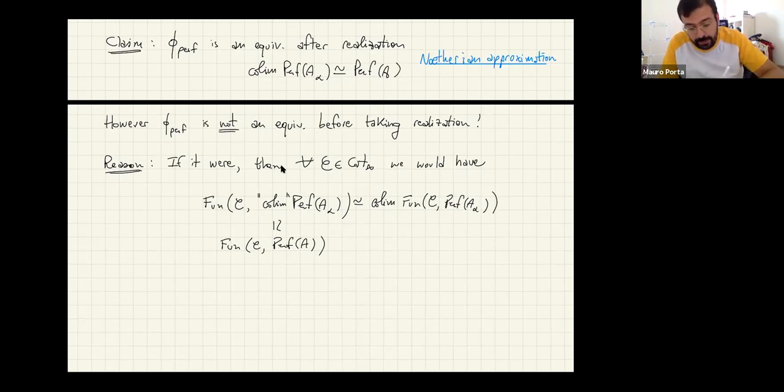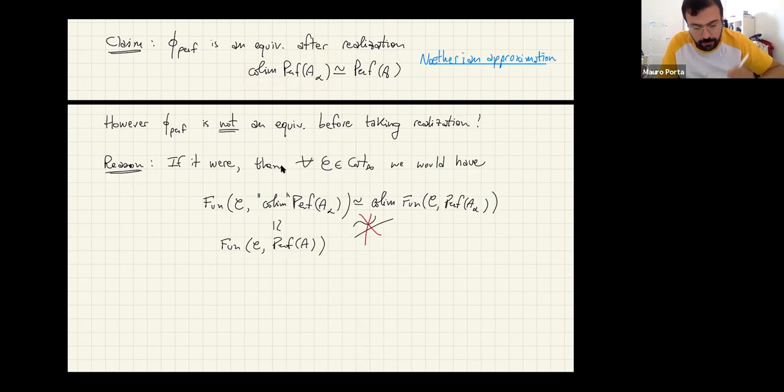But what happens when C is infinitary? I mean, we have infinitely many morphisms. Then we cannot just lift all the relations that are needed to get a functor to this diagram. So this equivalence here is definitely false. Cannot be true.